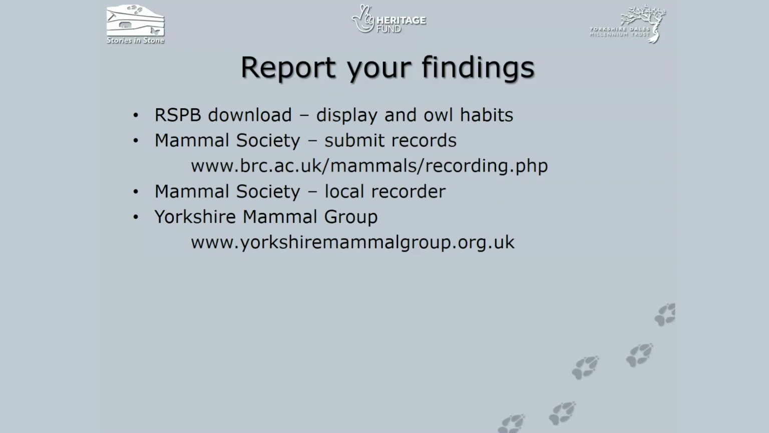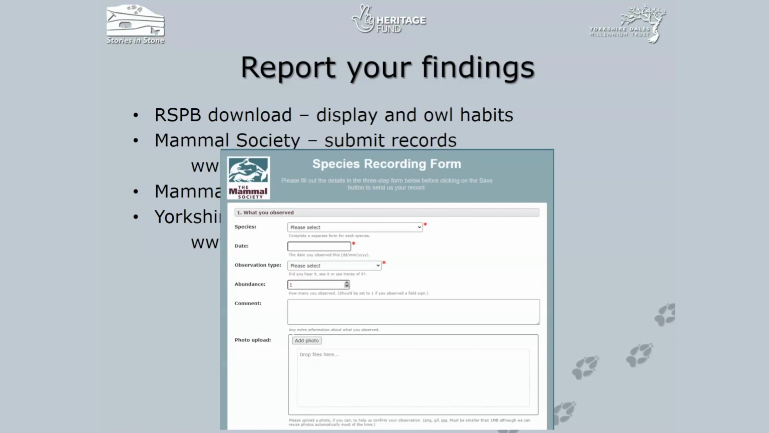Alternatively, if you want to submit some scientific records, there are a few routes that you can go down. The Mammal Society website gives you a form to fill in to submit your records, and it's quite easy to find from their homepage. You go to Recording Mammals and the options will come up there. The first option available to you is to submit records, and it comes up with a very simple form, and it gives you an option to upload a photo.